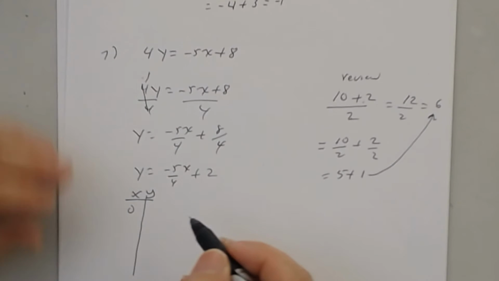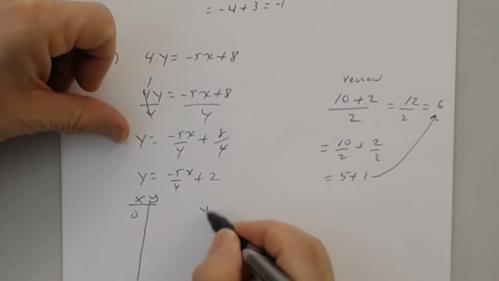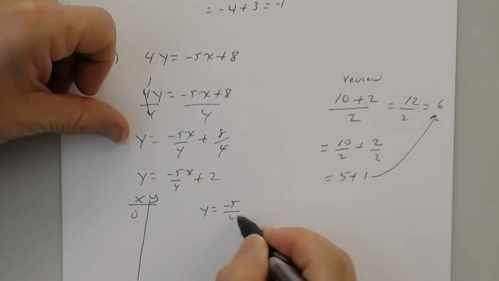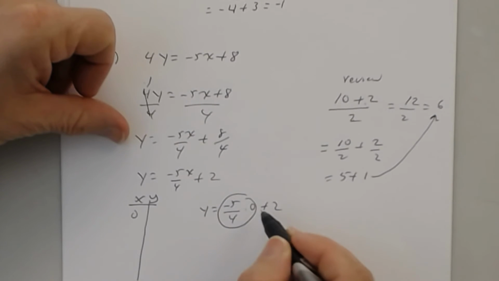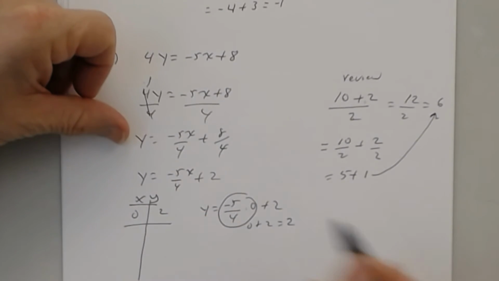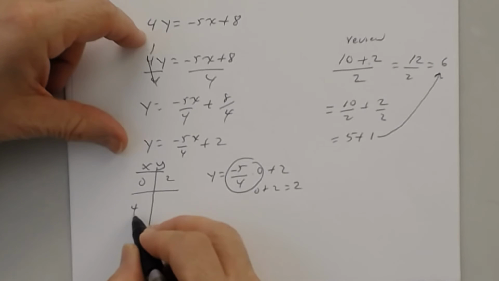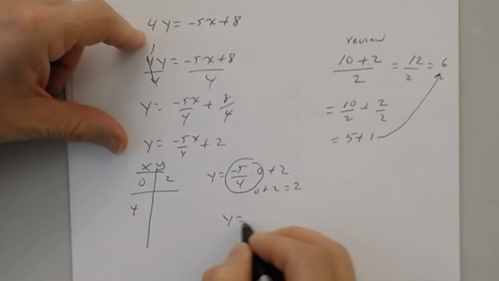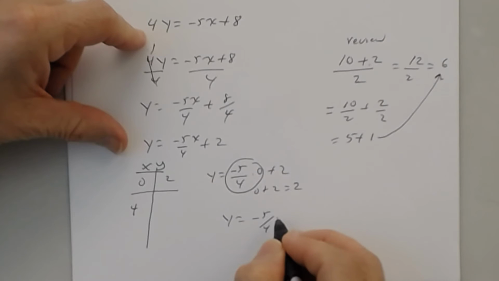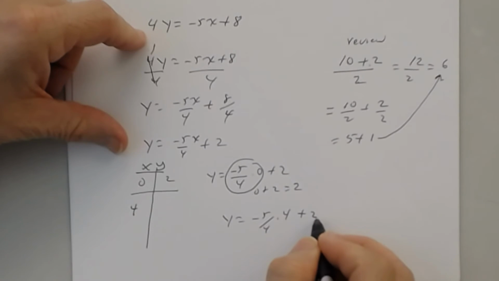0. If x is 0, I get y equals negative 5 fourths times 0 plus 2. What's negative 5 fourths times 0? And what's 0 plus 2? 2. Get 0, 2. If x is 4, I get y equals negative 5 fourths times 4 plus 2.